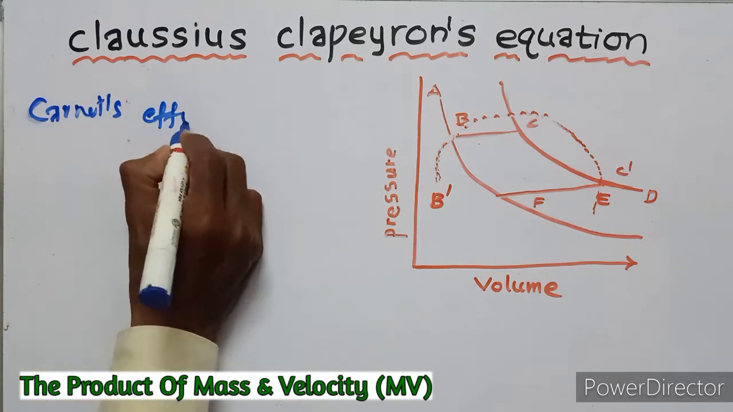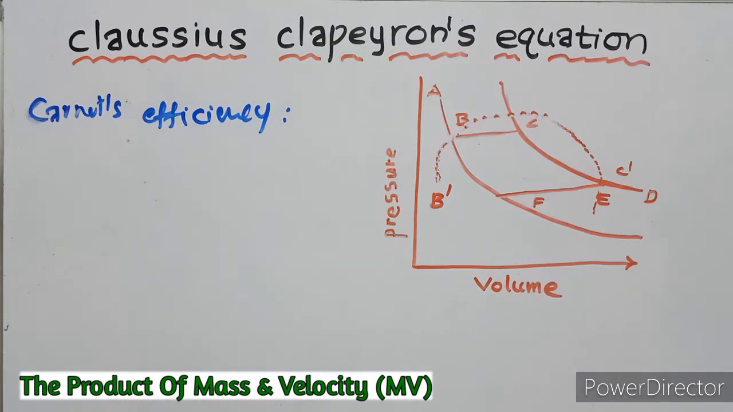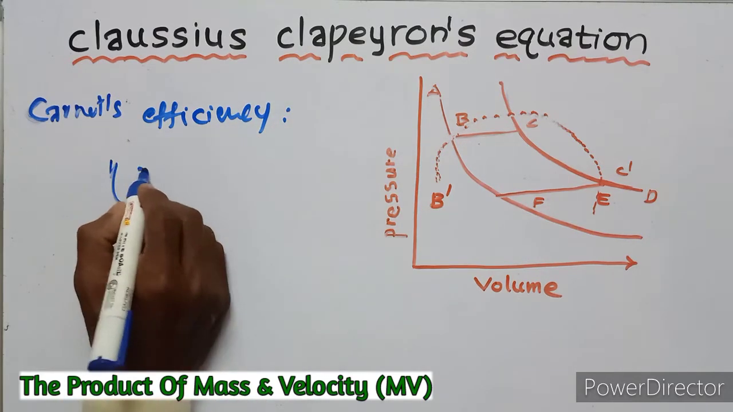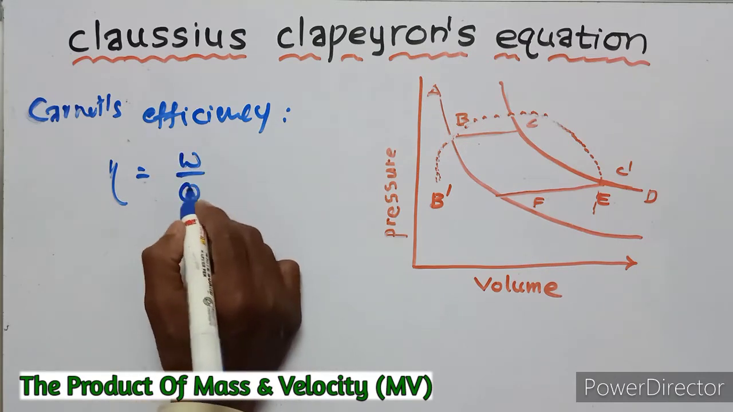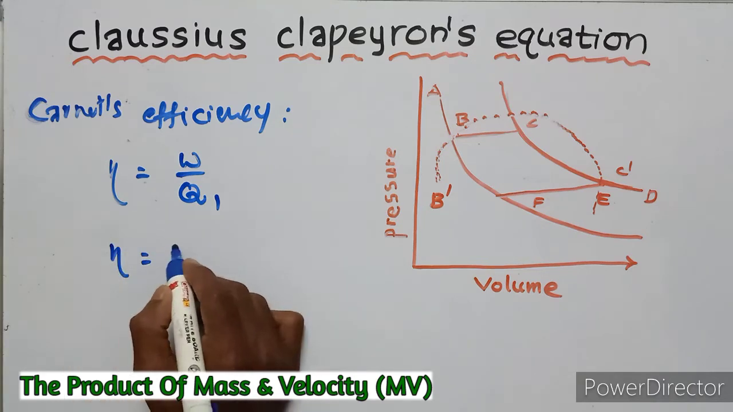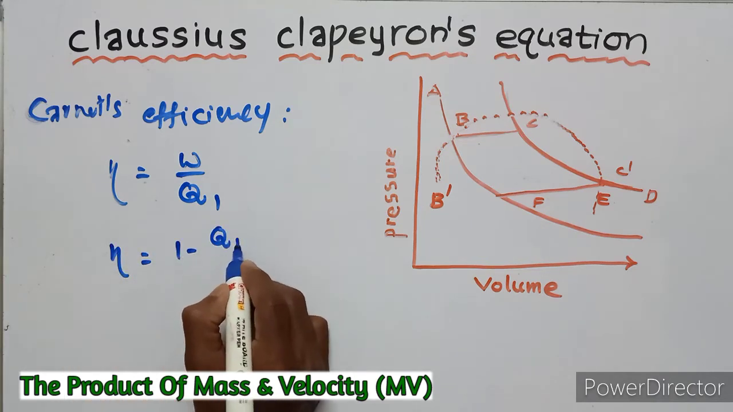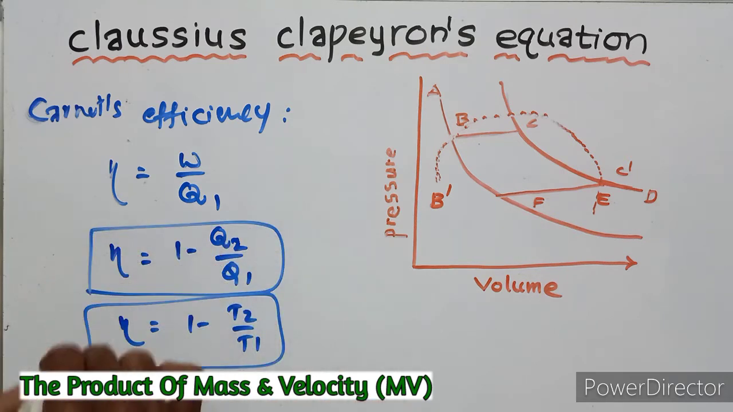Carnot's efficiency. Efficiency eta equals W upon Q1. Then eta equals 1 minus Q2 upon Q1. Eta equals 1 minus T2 upon T1. These are all equations of the efficiency of a Carnot engine.